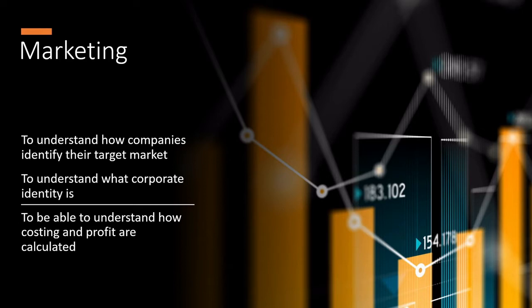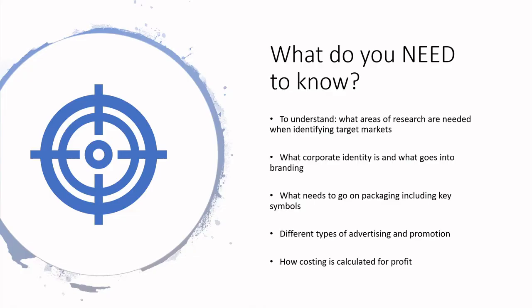It's most likely going to appear on your second paper, your hour-and-a-half long paper. So a couple of things you need to know. One is to understand what areas of research companies do to identify their target market's needs, what the term corporate identity refers to, what sort of things you'll find on packaging, and different types of advertising and promotion. Then the maths that goes along with this topic is how to calculate profit. So I'll run through that with you as well.